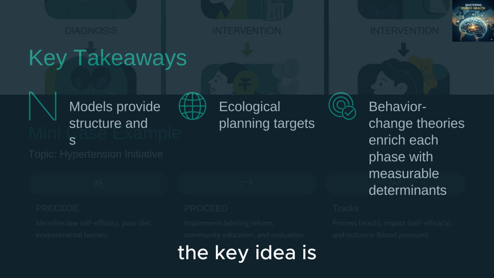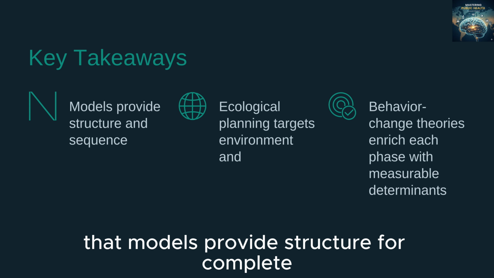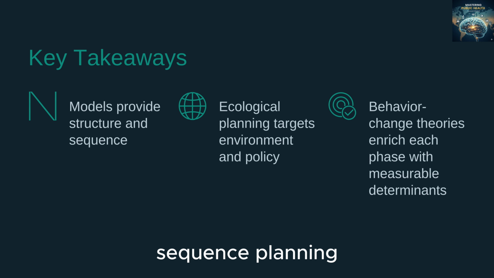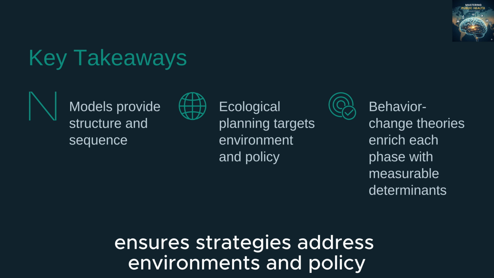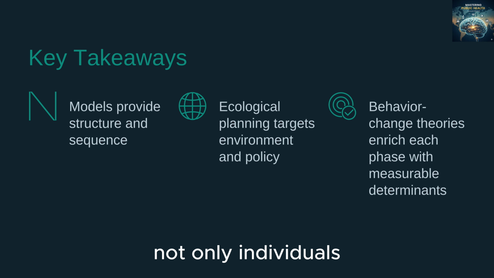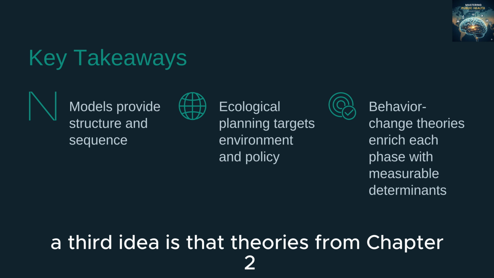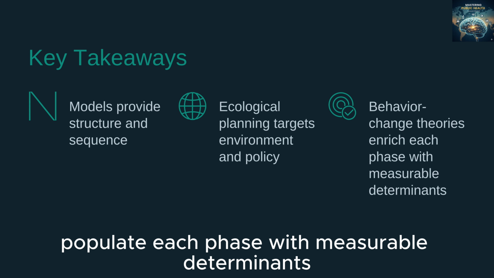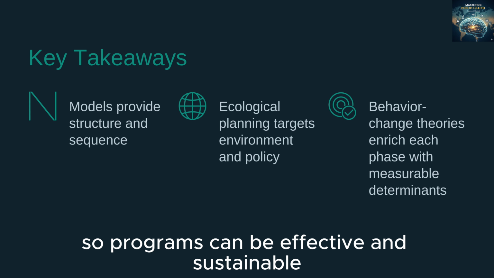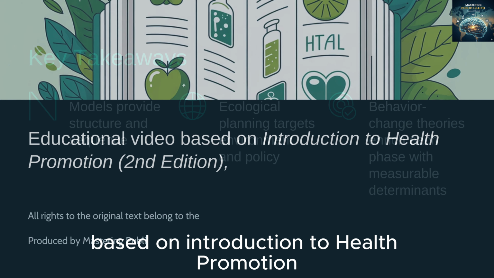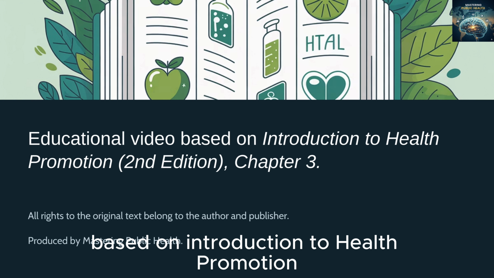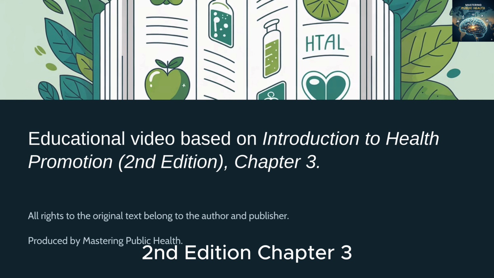Conclusion. The key idea is that models provide structure for complete sequence planning. A second idea is that the ecological lens ensures strategies address environments and policy, not only individuals. A third idea is that theories from Chapter 2 populate each phase with measurable determinants so programs can be effective and sustainable.